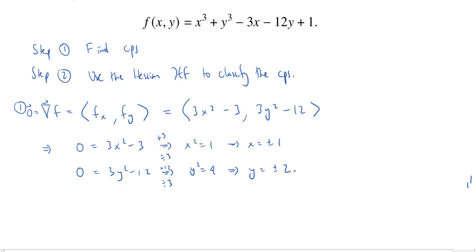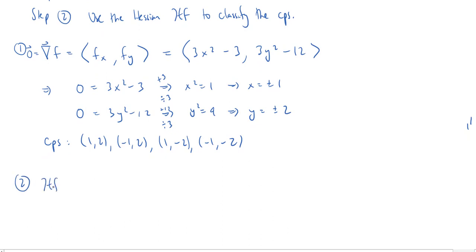So we get critical points when x is 1 and y is 2, x is 1 and y is negative 2, negative 1 and 2, and negative 1 and negative 2. There are 4 critical points: 1, 2; negative 1, 2; 1, negative 2; and negative 1, negative 2. We're going to have to classify all 4 of these points, so we move to step 2, where we compute the Hessian in order to classify those points.